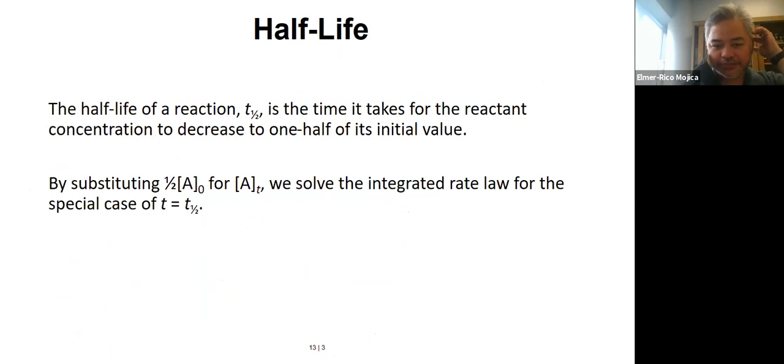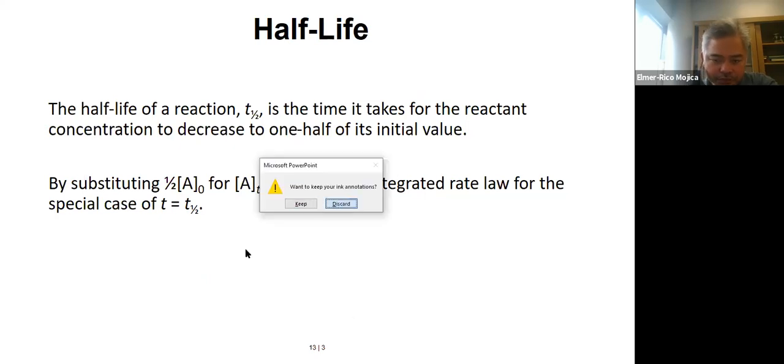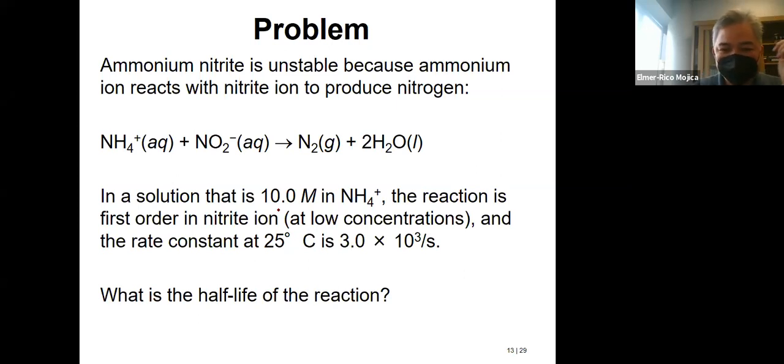And the last that we have here is the half-life. Oops. Oh, I didn't put the question here. Where's that? Oh, it's here. Forgot to share this one. So for the half-life question, we have this problem. In a solution that is 10 molar in ammonium ion, the reaction is first order in nitrite ion, and the rate constant at 25 degrees Celsius is 3.0 times 10 to the 3 per second. So you are asked, what's the half-life?